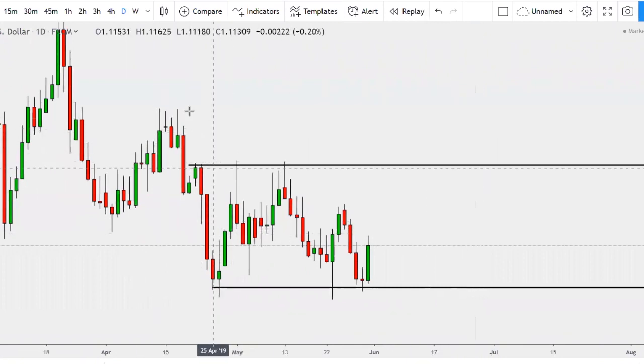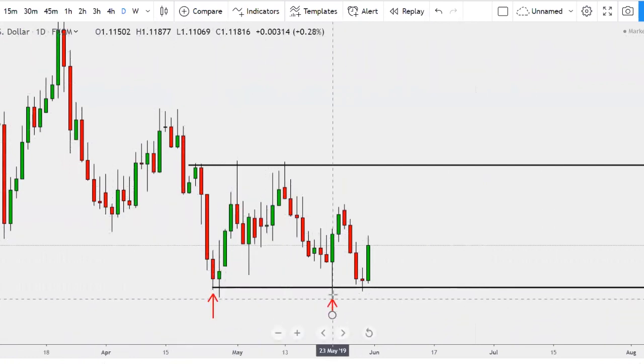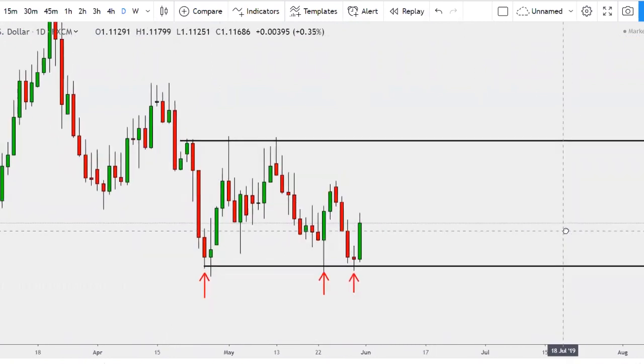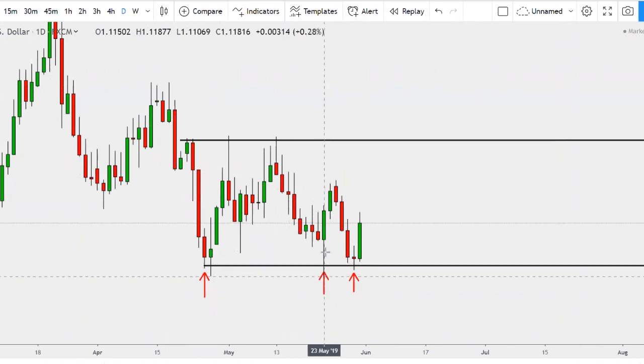We can see that price is overall down in terms of its structure, making structural lower lows, lower highs. We have tapped into the support zone on four occasions now, and every time it has tapped into it, it has reacted pretty strongly. The last time it tapped into it, we didn't quite make it back to the resistance level around 1260.